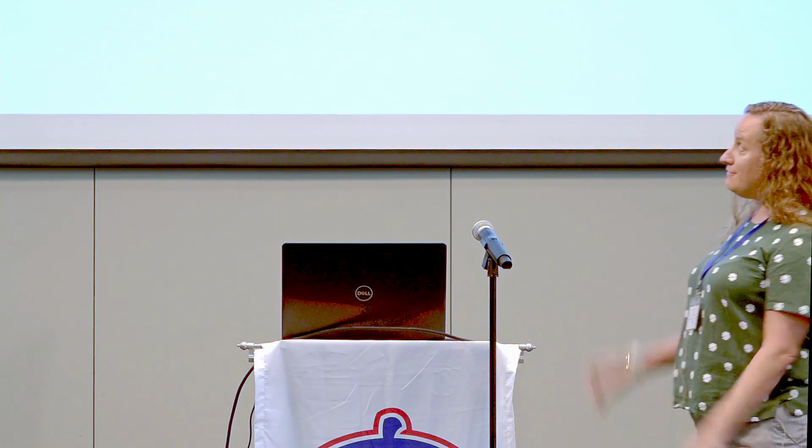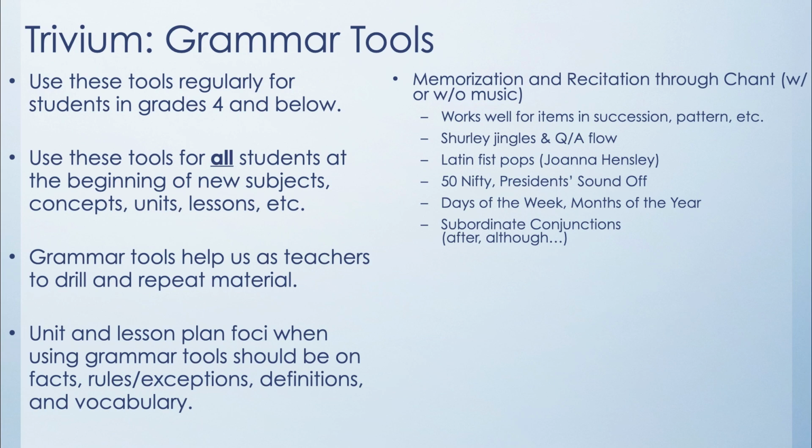But let me say those 7 words again, and then I'll have you repeat it. Don't forget the as if. After, although, as if, as long as, soon as, because. You try it. After, although, as if, as long as, soon as, because. Good. Okay, next column. Before, if, in order that, since, so that, than, though.